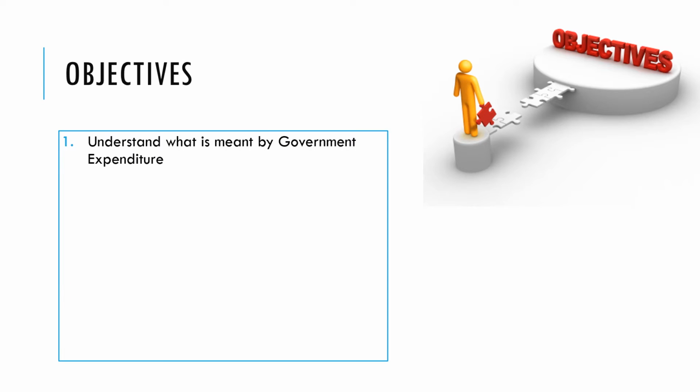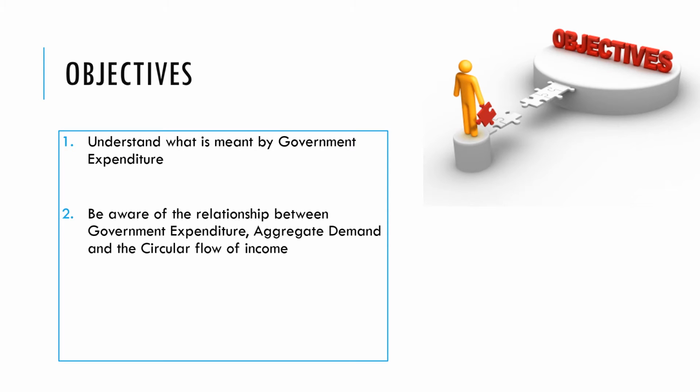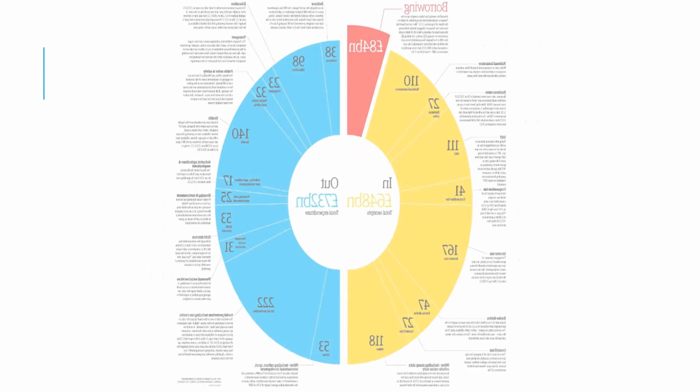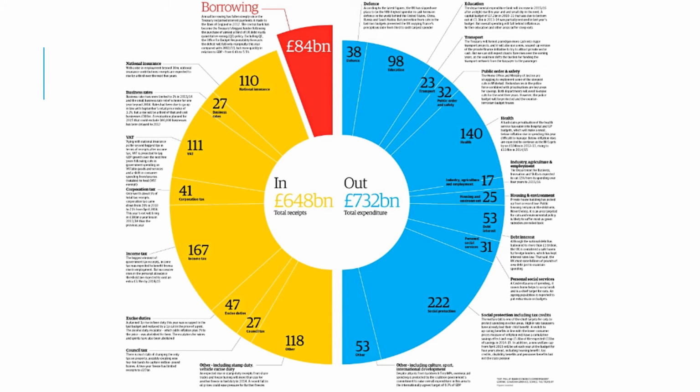In this video, we're going to look at what is meant by government expenditure, the relationship between government expenditure, aggregate demand, and the circular flow of income, and then finally look at the main influences on government expenditure. So let's start off with this snapshot of the government's financial position in the UK.